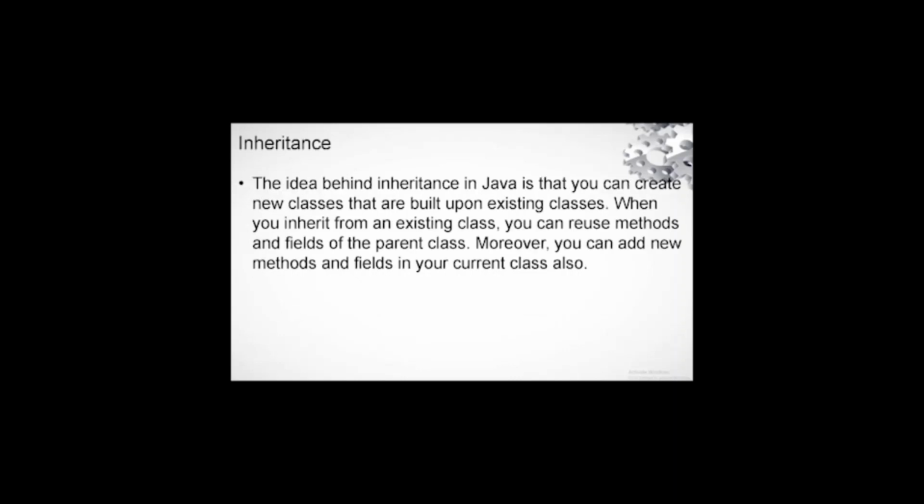Now we move on. And finally, we will talk about inheritance. Inheritance in Java is a mechanism in which one object acquires all of the properties and behaviors of a parent object. The idea behind inheritance in Java is that you create new classes that are built upon existing classes. When you inherit from an existing class, you can reuse methods and fields of the parent class.